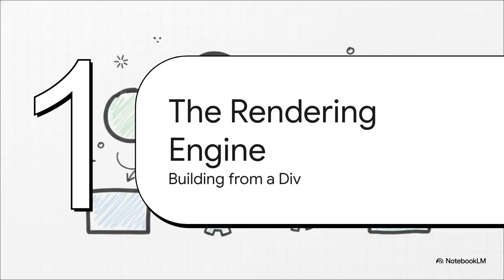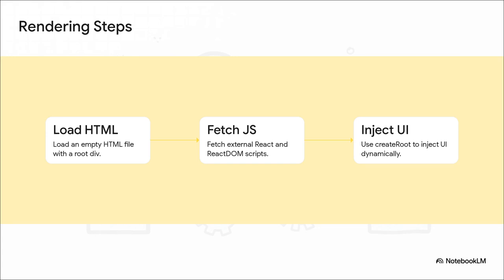Section 1. The rendering engine, building from an empty div. Okay, let's dive into this. To understand client-side rendering, let's look at the exact chronological execution. Step 1, the browser loads that empty HTML file we talked about. Step 2, it fetches the external libraries, specifically the core React code and React DOM, which handles browser-specific features.